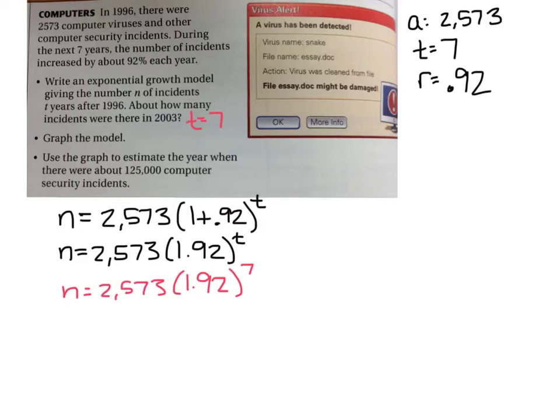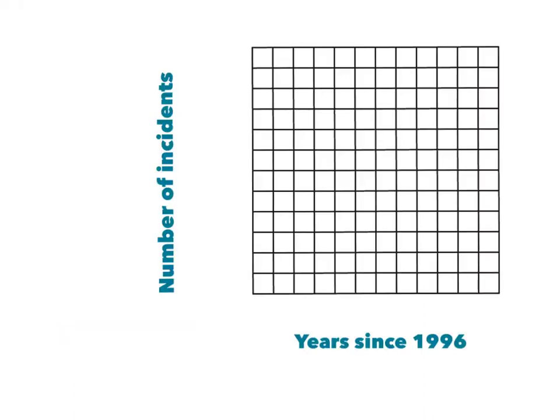So after 7 years in 2003, we can say that there were about 247,785. We'll just round. Incidents. What? All right, so now let's graph what we just saw. So we had the equation n equals 2,573 times 1.92 to the t.